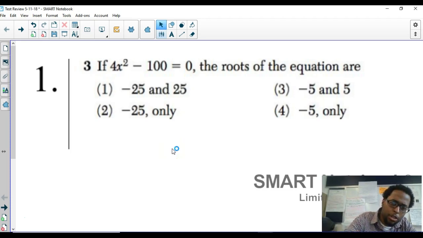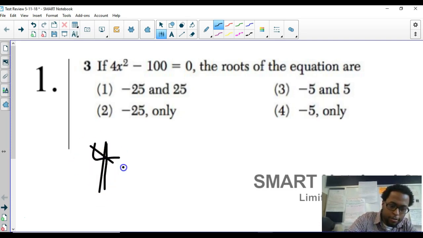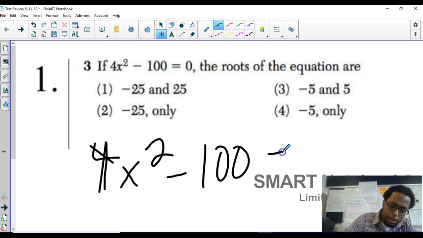Alright, so this first question is 4x squared minus 100 equals 0.